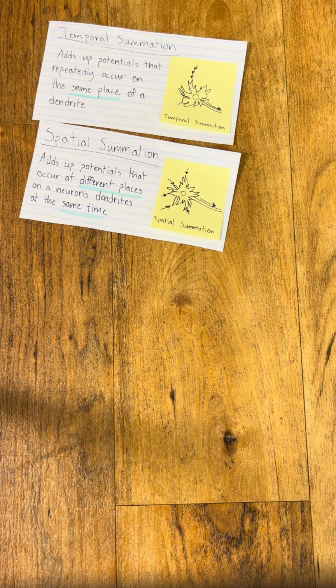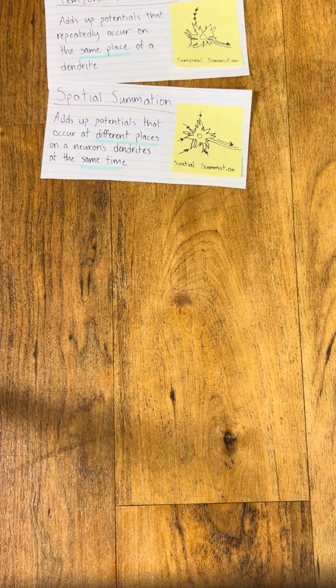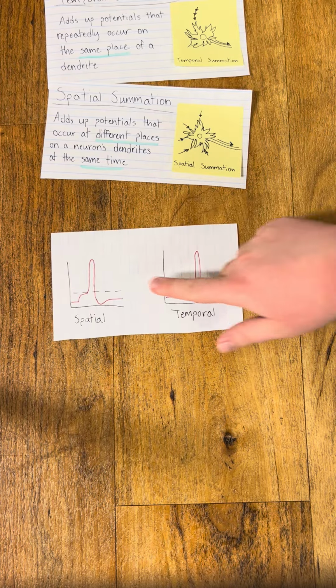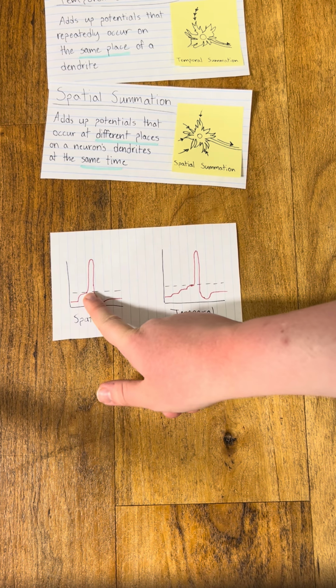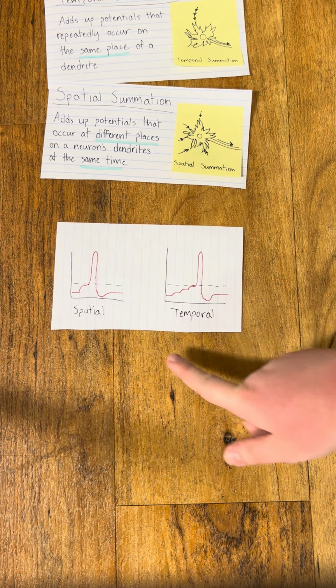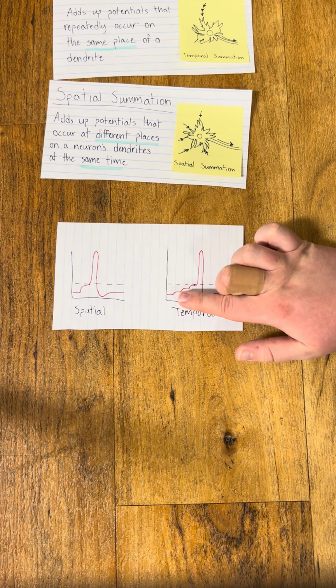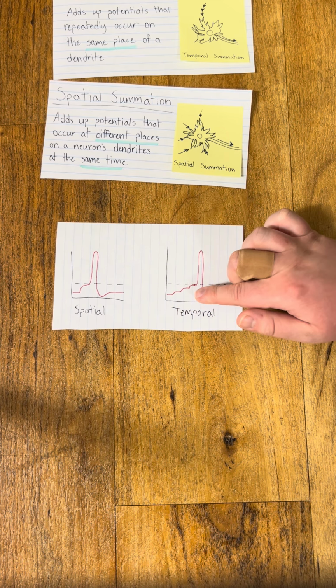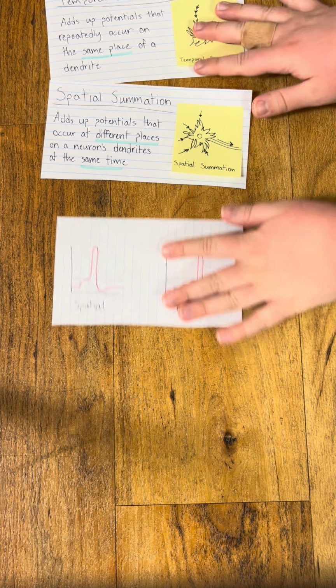And basically how this differs in the kinds of action potentials that occur is with spatial processing. Since they're taking in all different kinds of signals from all different places in the neuron, they can actually reach that threshold of excitation a lot faster than if you were using temporal. Whereas with temporal, it takes a little bit longer since they're getting individual signals from only a single place in the neuron.